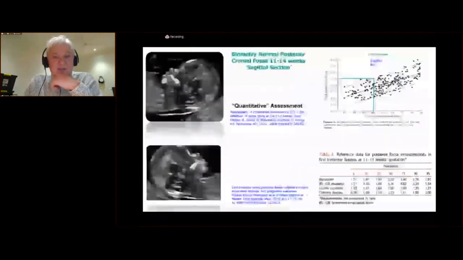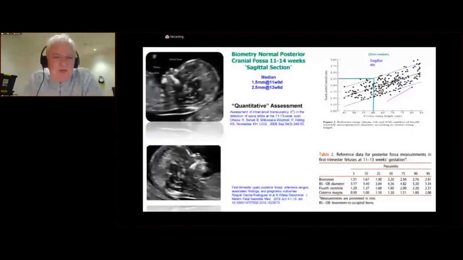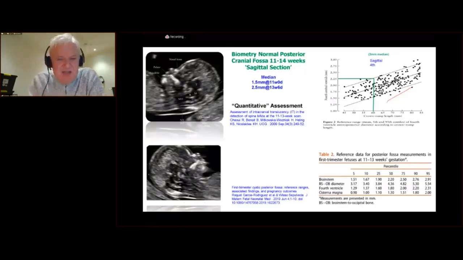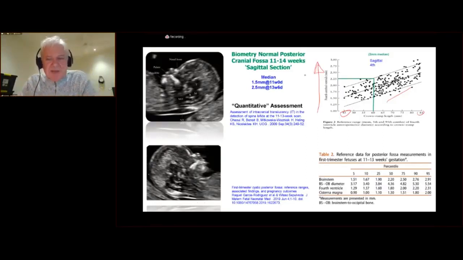So what do you do next? Particularly if you're a junior in training, you say, that looks striking to me, either big or small. The next step is to move towards a chart to see what exactly the measurement is. And for each week of gestation, the measurement of the fourth ventricle increases in size. So when you think subjectively of normal, the next thing to do is to chart it. Is it large, greater than the 95th, or small, less than the 5th centile?